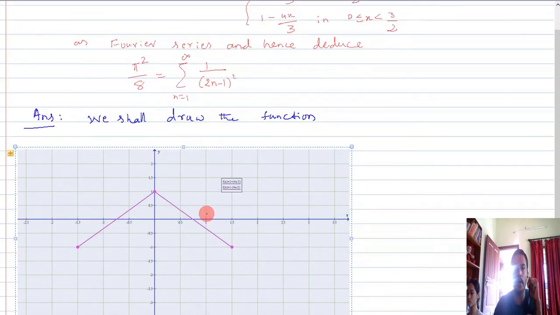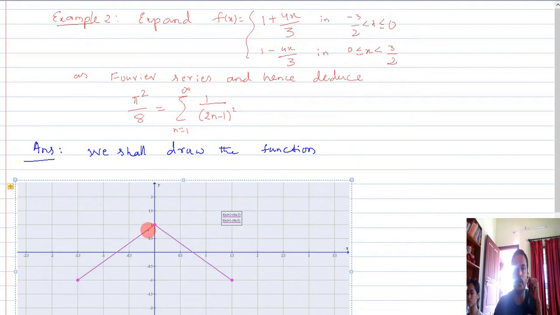So this is the graph of the function f of x. This is from minus 3 by 2. This is the point minus 3 by 2 to 0. When x is 0, you'll get the maximum value 1. And from 0 to 3 by 2, you'll get the minimum value again. So this is the graph of the function f of x.